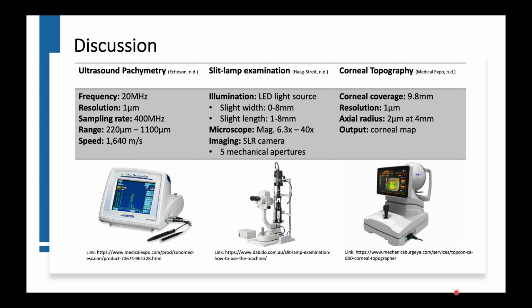A corneal topography exam captures multiple images of the cornea, which allows for analyzing and detecting irregularities in corneal shape. Corneal coverage is very large at 9.8 mm and resolution at 1 micron. The axial radius is 2 microns at 4 mm, and the final image output is a corneal map. You can see a small image of a corneal map on this corneal topography machine photo at the bottom right of the screen, noticing it looks quite similar to a heat map. This machine uses colors to represent corneal depth, curves, and thickness.